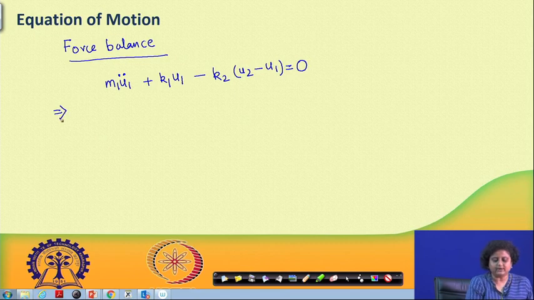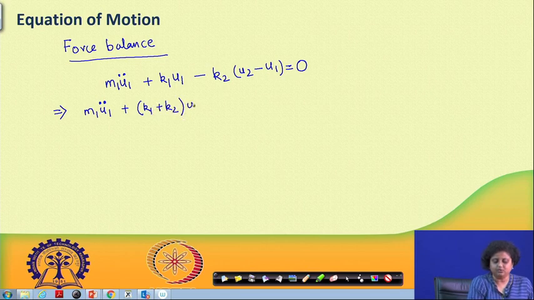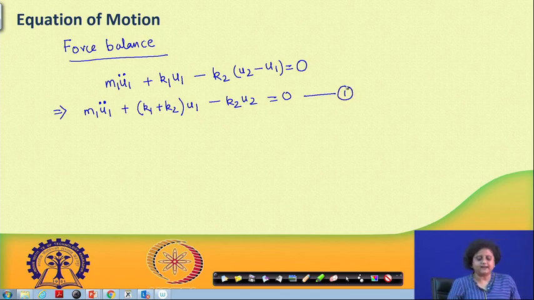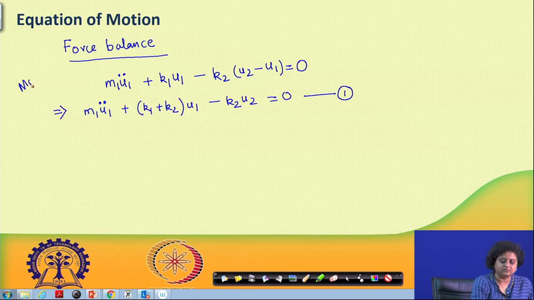So, this equation can be rearranged and written as m1 u1 double dot plus (k1 plus k2) into u1, and minus k2 u2 equals to 0. Let me call this equation 1. I have written this for mass 1.